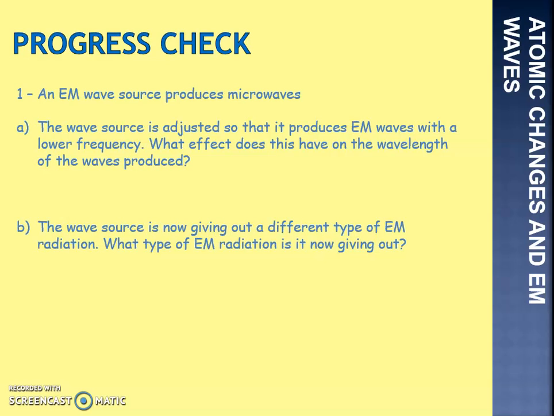Okay, quick progress check and something for us to think about on these. So an electromagnetic wave source produces microwaves. The wave source is adjusted so it produces electromagnetic waves with a lower frequency. What effect does that have on the wavelength of the wave produced? Question B, the wave source is now giving out a different type of EM radiation. What type is it giving out? Pause the video whilst you attempt those questions, restart it when you'd like me to go through the answer.